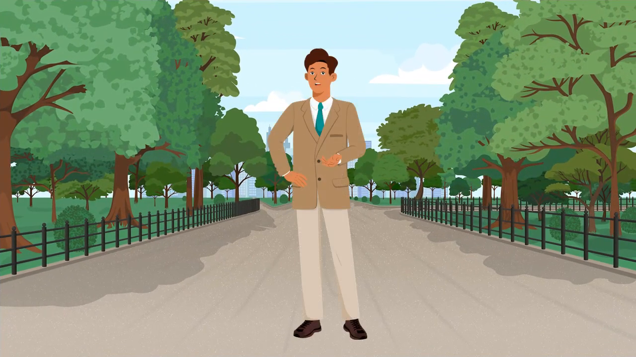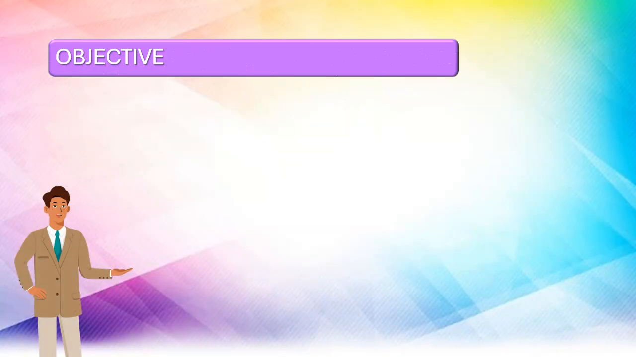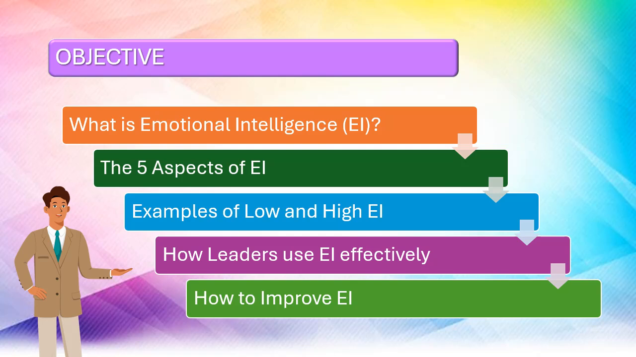Having high emotional intelligence is often linked to business leaders for its fundamental role in excelling in professional environments with colleagues. To fully grasp the concept, first we will need to define emotional intelligence. Then, take a deep dive into its 5 aspects. This will lead us to examples of high and low EI, showcasing how leaders use emotional intelligence to effectively handle conflict and manage their teams. Lastly, we will explain various methods to improve your emotional intelligence.